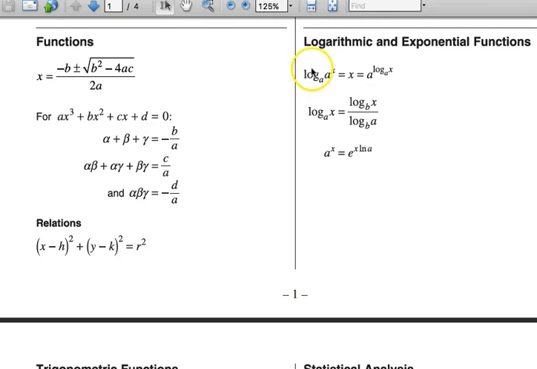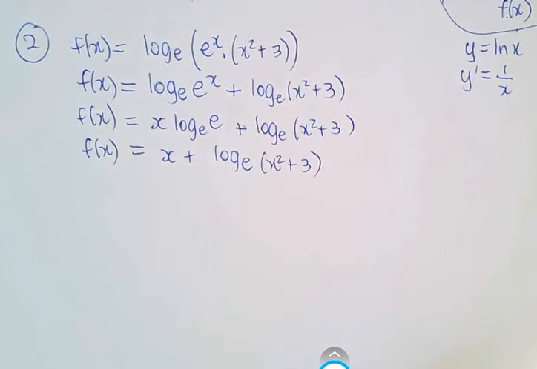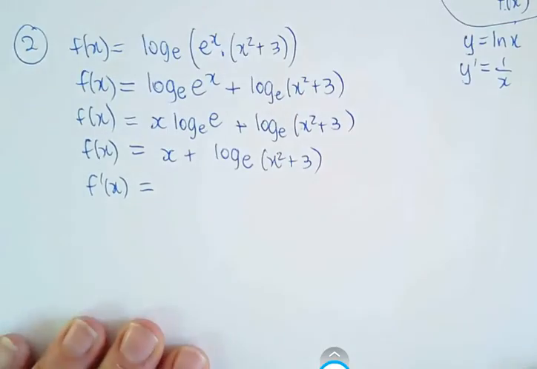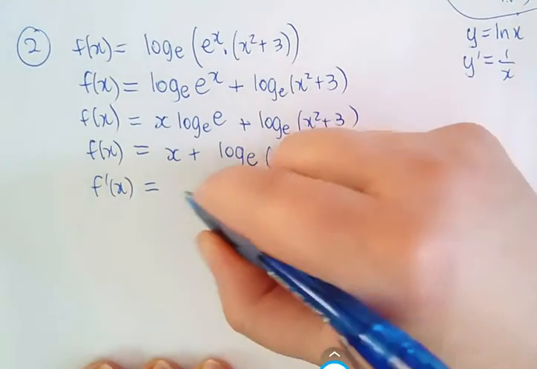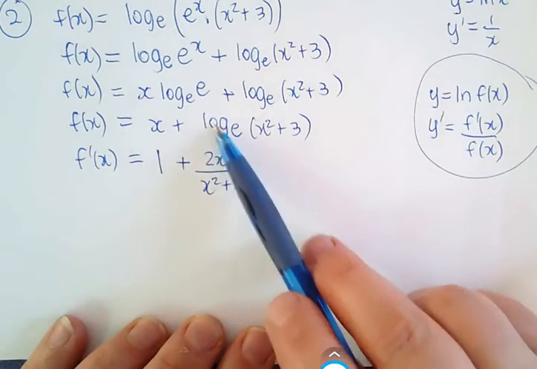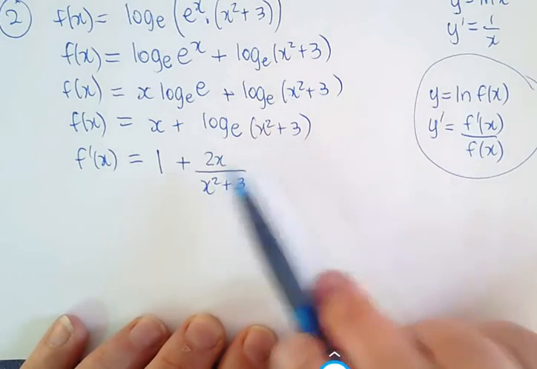Remember that one is actually on your formula sheet. Looking at your formula sheet, log to the base a of a to the power of x is just x, because the x comes to the front. They do have the change of base on the formula sheet, but with slightly different pronumerals to what I used. Okay, so we keep going. Now we can differentiate. f'(x) is, what do you get? Differentiate x and you get 1.